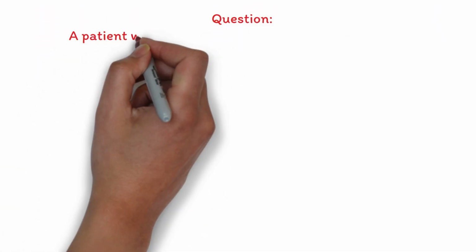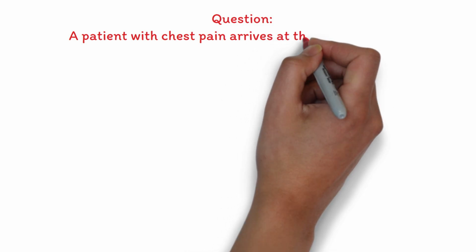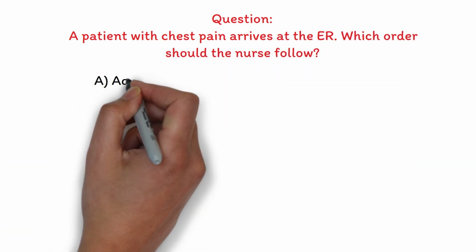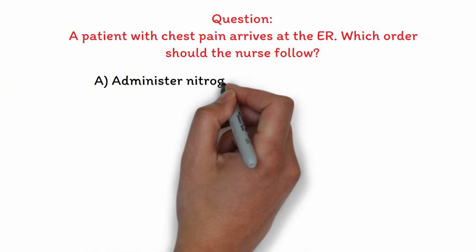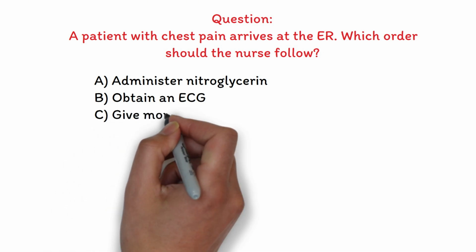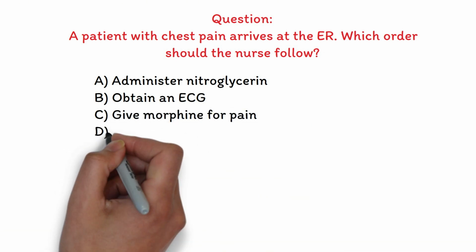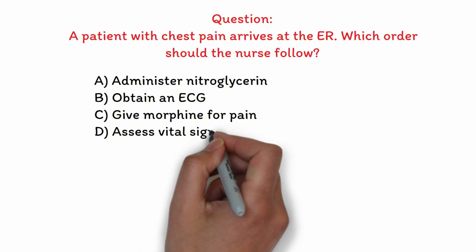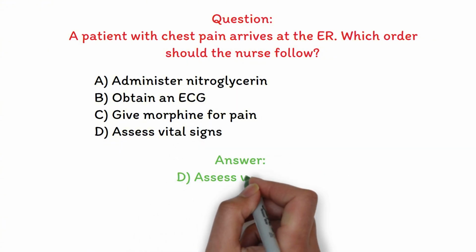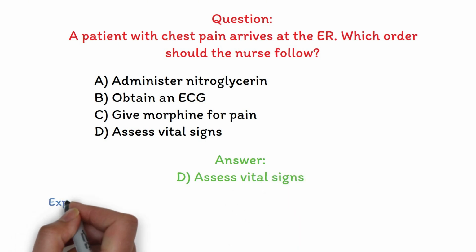Question: a patient with chest pain arrives at the ER. Which order should the nurse follow? A, administer nitroglycerin. B, obtain an ECG. C, give morphine for pain. D, assess vital signs. Answer: D, assess vital signs.